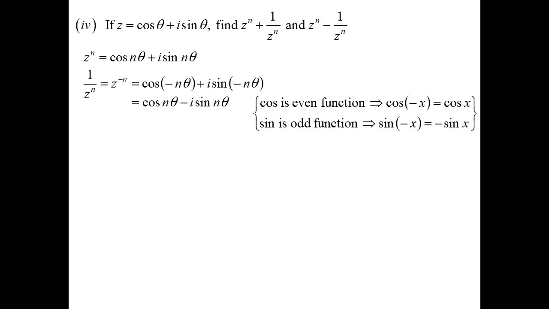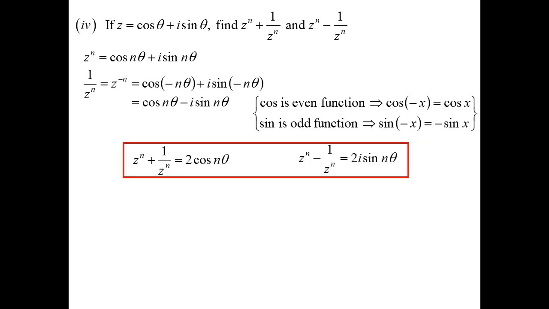Well, now it's very easy to add these 2 things together. This is like we're playing with simultaneous equations. If I add them together, the imaginary parts cancel out, and I get 2 lots of the cos of n theta. If I subtract, now the real part cancels out, and I get 2i sine n theta. Now I've boxed it because you are allowed to quote that. That is a theorem. I don't think it's on the magical reference sheet, but it is something you can quote and use, unless of course they've asked you to prove it.